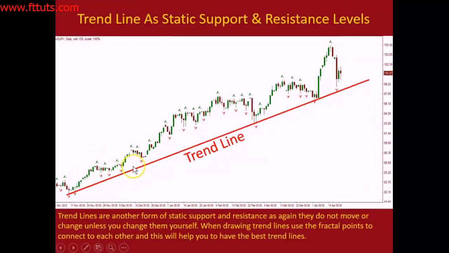Here you see a trend line as a static support and resistance level. Trend lines are another form of static support and resistance levels, as again, they do not move or change unless you change them yourself. When drawing trend lines, use the fractal points to connect to each other, and this will help you to have the best trend lines. So there you see I've connected a fractal point here, a fractal point here, fractal bottom here, and that's your perfect trend line. Fractals will do everything for you.